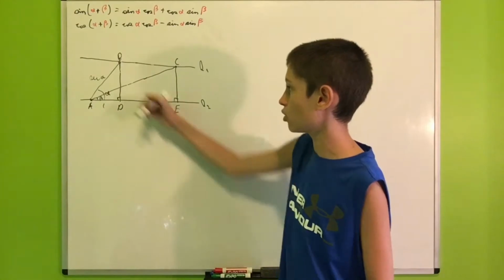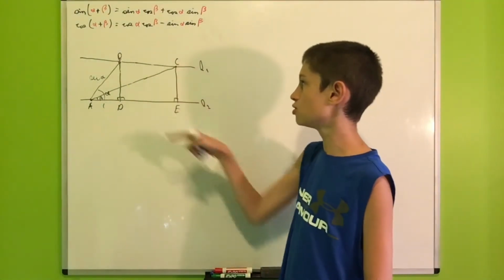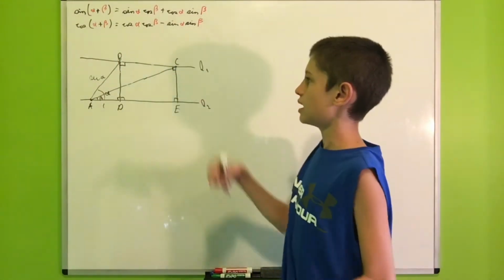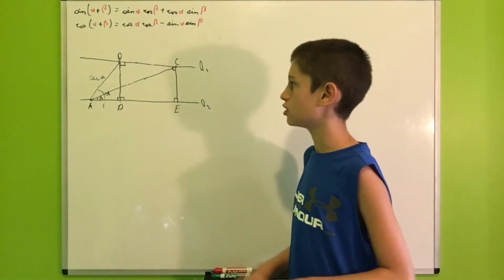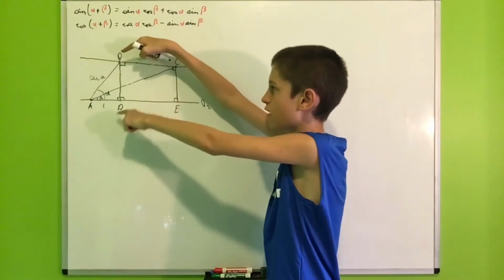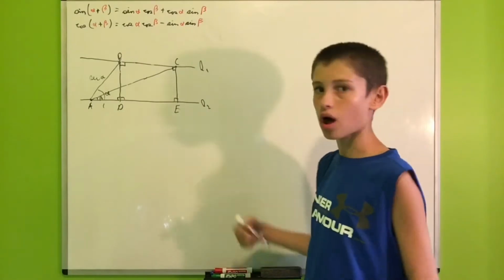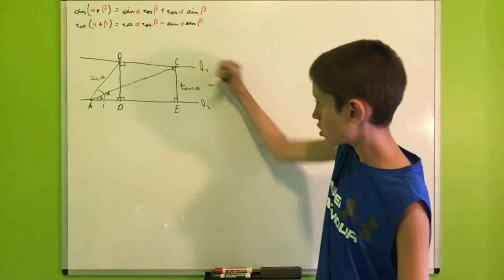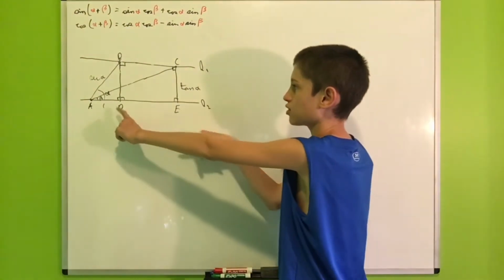And now, BCED is a rectangle, since these two are right angles, and since these two lines are parallel, these two will also be right angles, and a quadrilateral with 4 right angles is exactly a rectangle. So we know that BD is equal to the tangent of alpha, which means that CE, since it is a rectangle, will also be equal to the tangent of alpha.